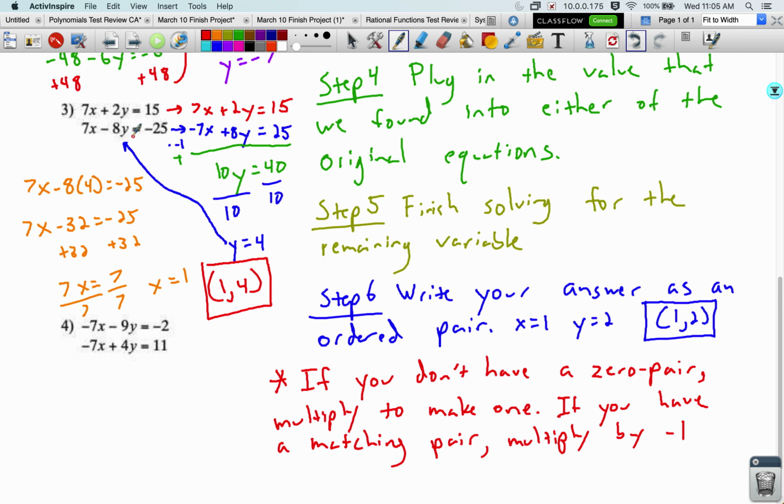All right, and since we plugged into the second equation, let's use that top equation to do a quick double check. 7 times 1 is 7, plus 2 times 4 is 8, so 7 plus 8 is 15, 15 equals 15, and it checks out.